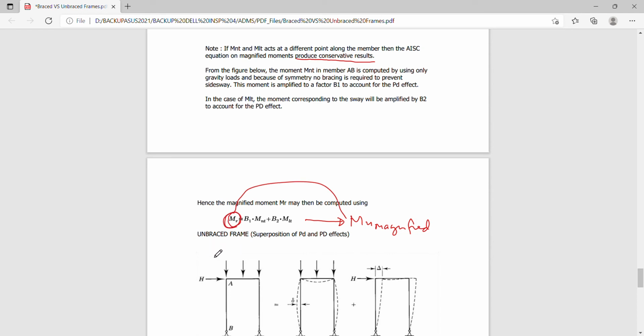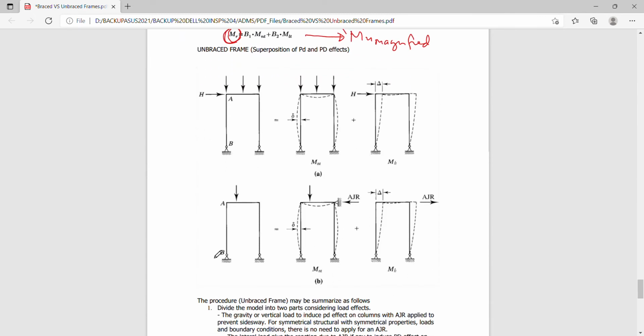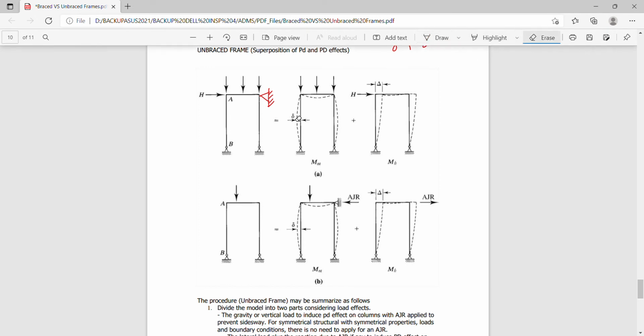Okay, so this is the figure that shows you a symmetrical frame, wherein there's no need to put an AJR, or an artificial joint restraint, because this will be braced. When H is not acting on it, I'm sorry, I have to put this brace. So when H is not acting, you don't need to put a brace here to make it a braced frame, so no need.